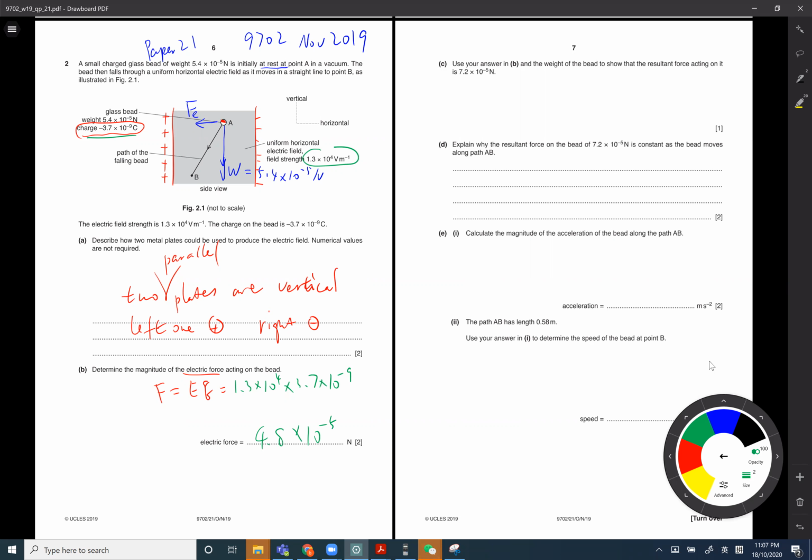Your resultant force: one force to the left, one force downwards. So for the resultant force, you just use Pythagoras. 4.8 times 10 to the power -5 squared, plus the vertical one, which is the weight, 5.4 times 10 to the power -5 squared, and then square root. Okay, we got 7.2 times 10 to the power -5 Newton.